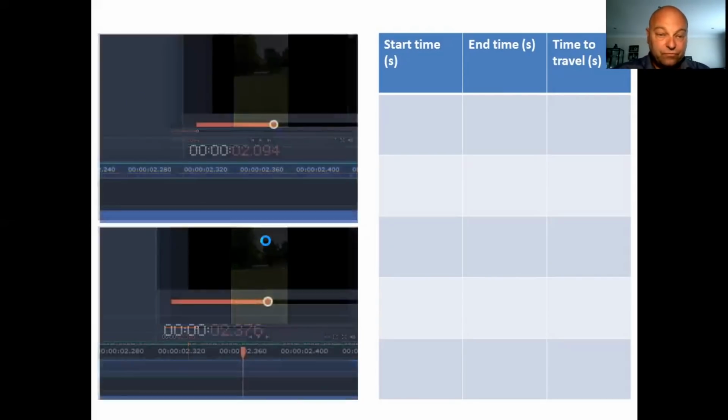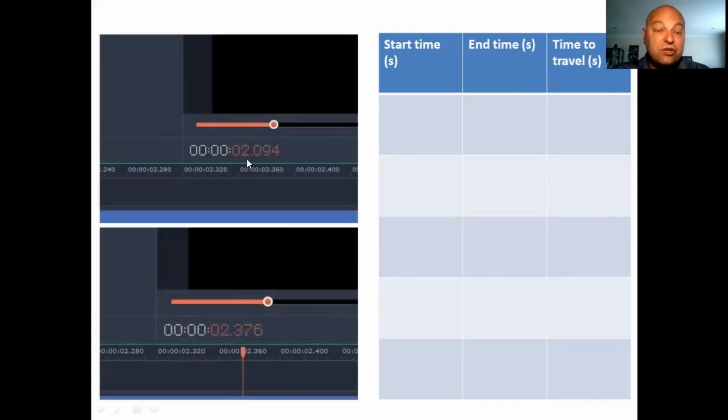So zoom in a little bit, you can see 2.094 is when it started, 2.376 is when it finished. So let's put those numbers in our table. You need to write them in your table now. You can see the time to travel from one end of the field to the other was 0.282 seconds.